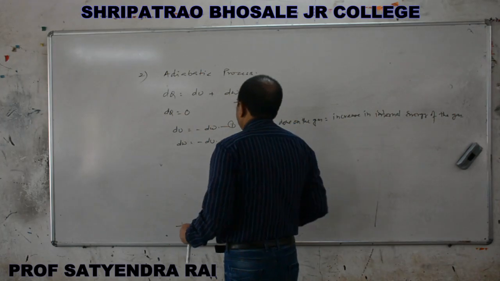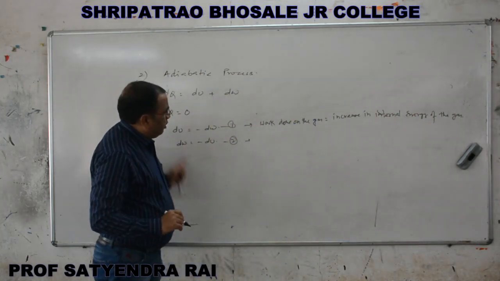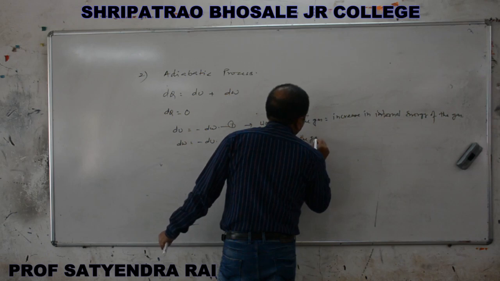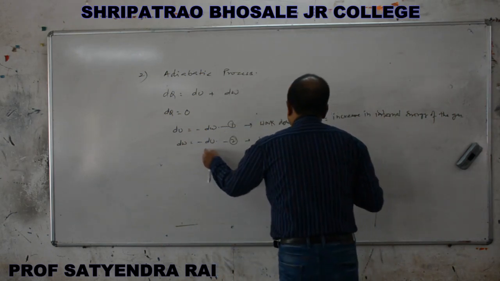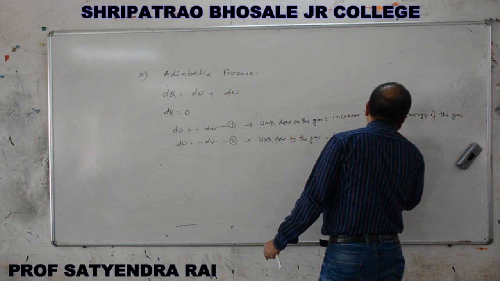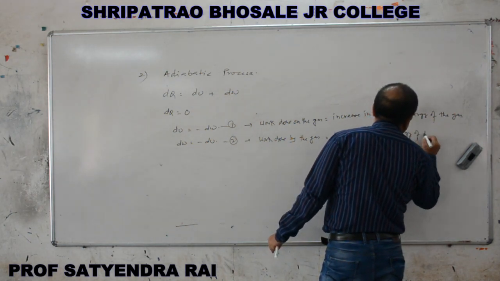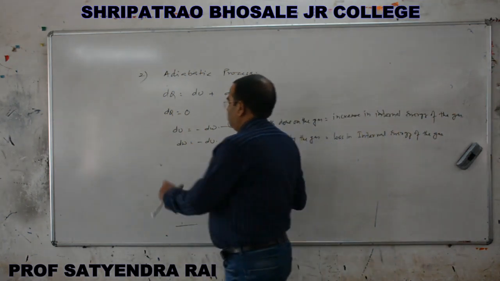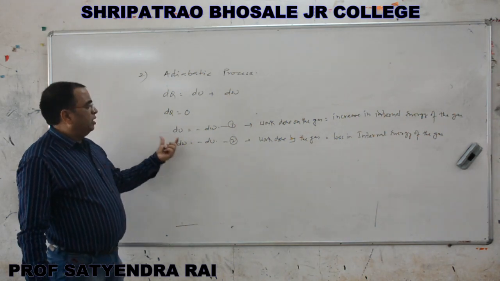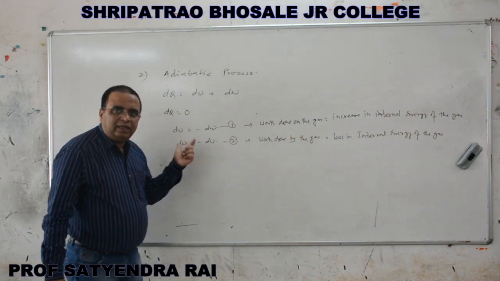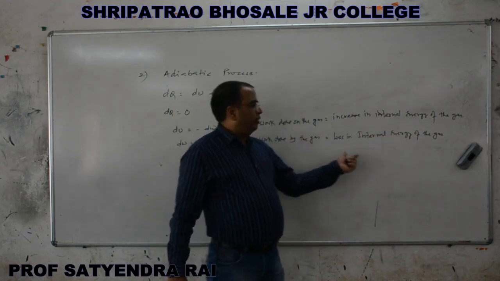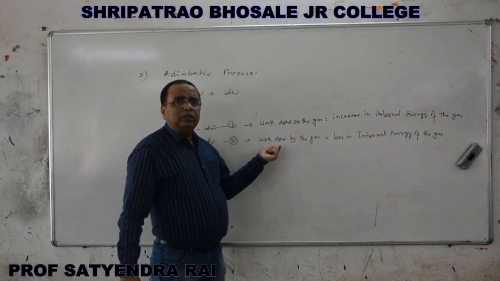Whereas in the second case, what happens? dW, when work done is positive, that is work done by the gas, is equal to the loss in internal energy of the gas. Since the system is not supplying any heat, if it is compelled to do some work, definitely it will do it at the cost of its internal energy, causing a loss in internal energy of the gas. This loss in internal energy of the gas will be equivalent to the work done by the gas.